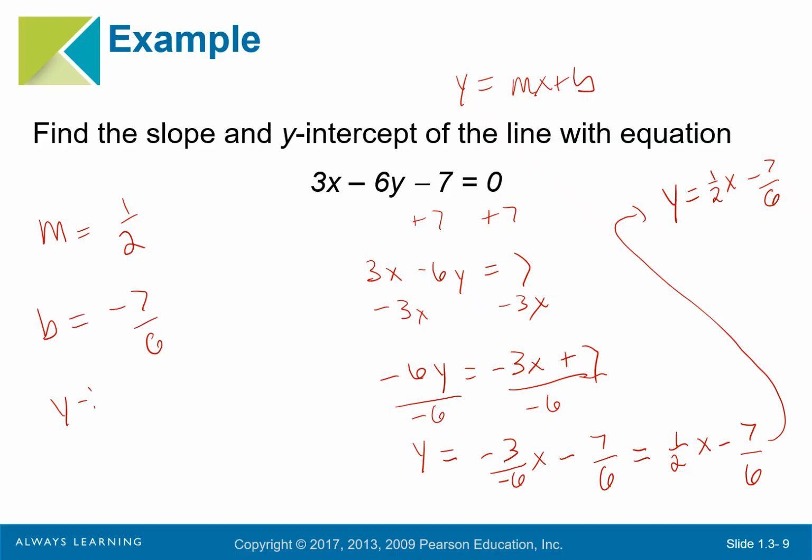So my y-intercept is 0, comma, negative 7 over 6. Done. So again, it just became about, okay, we need to rearrange the terms to get to the y equals mx plus b that we recognize, and then we can pick up our m and our b and answer the question.